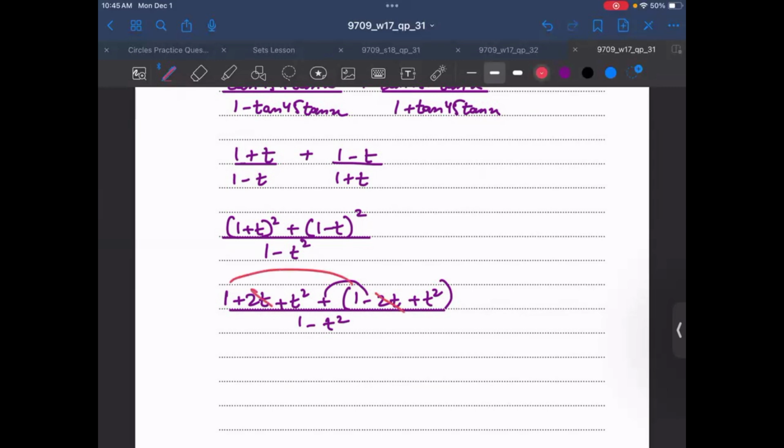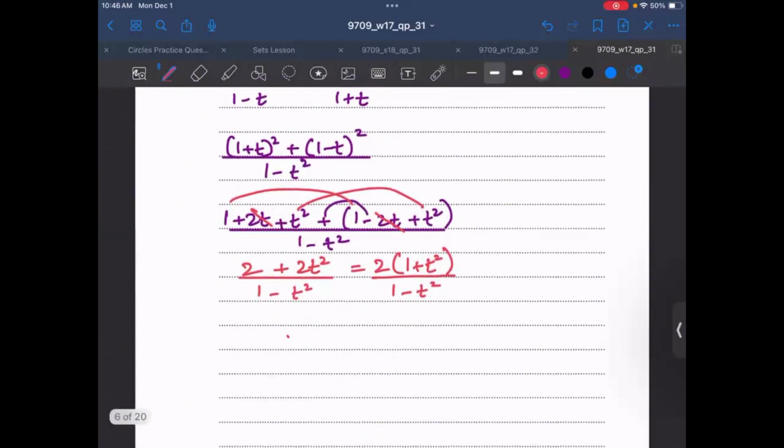1 plus 1 becomes 2, and tan² plus tan² becomes 2 tan², so we'll get (2 + 2 tan² x) divided by (1 − tan² x). If we take 2 common, we get 1 + tan² x in the numerator. Now we know the identity that 1 + tan² θ is equal to sec² θ. So we can write 2 sec² θ divided by 1 − tan² θ.